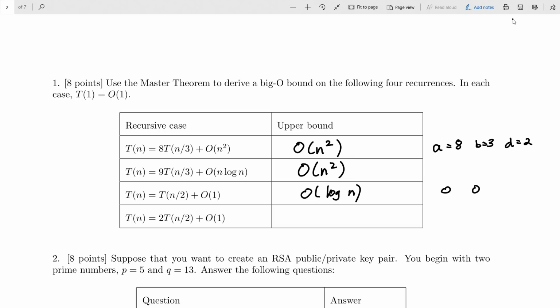So want to explain how to do it? It's log base 2 of 2, which is 1, which is greater than 0. And I think if I remember, that means we have O of n to the log base B of A. Yeah, so it's just O of n. So log base 2 of 2 is 1, and 1 is bigger than the D, which is 0. So it's O of n to that 1, which is just O of n. Okay?